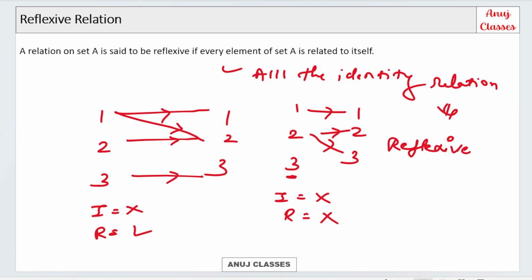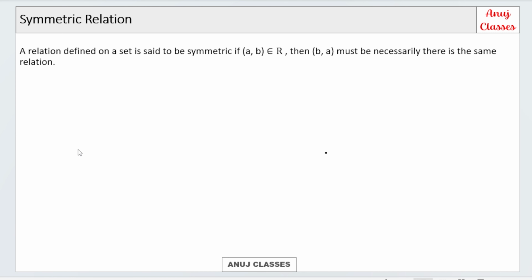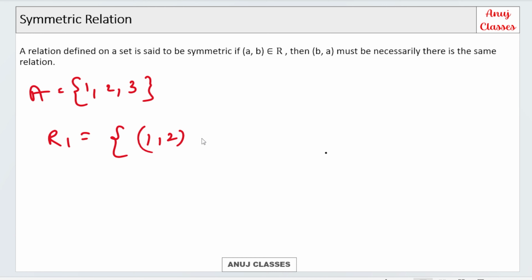Now we will be looking into the next type of relation. This is a symmetric relation. So suppose again A is a set 1, 2, and 3. I have a relation 1, 2 and 2, 1. So for this particular pair, do I have the completely reverse, that is 2, 1, present? Yes. So this will be known as symmetric.